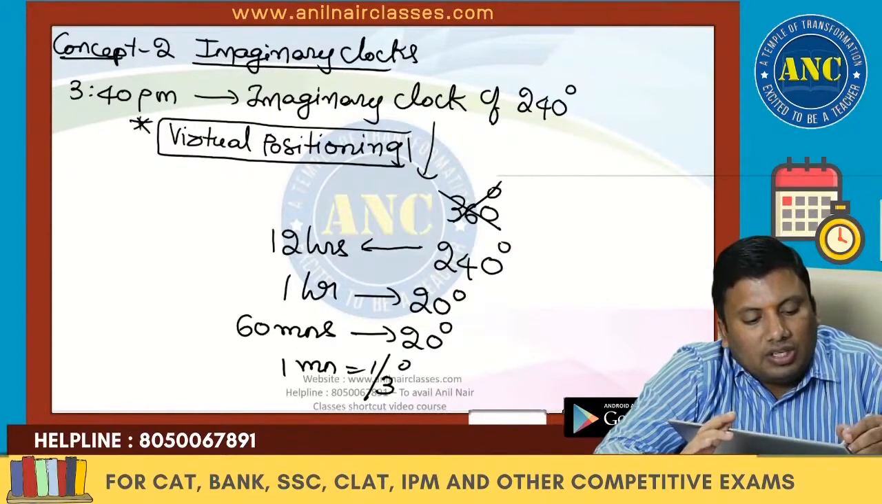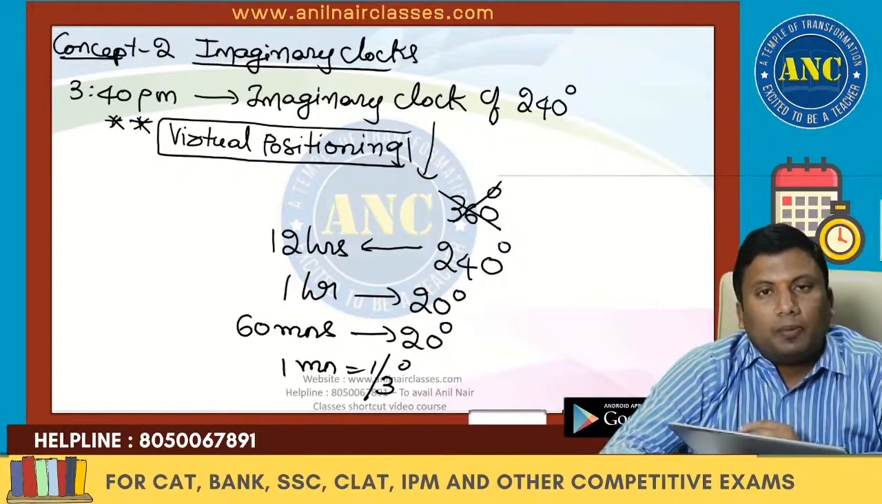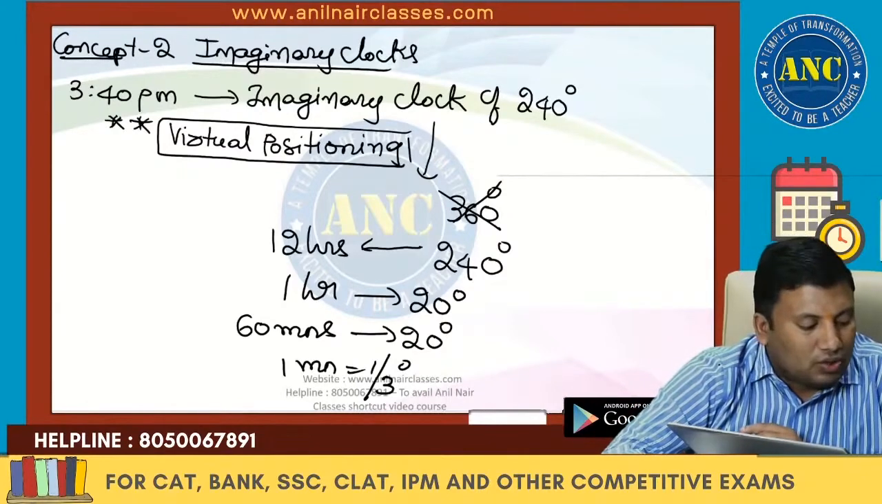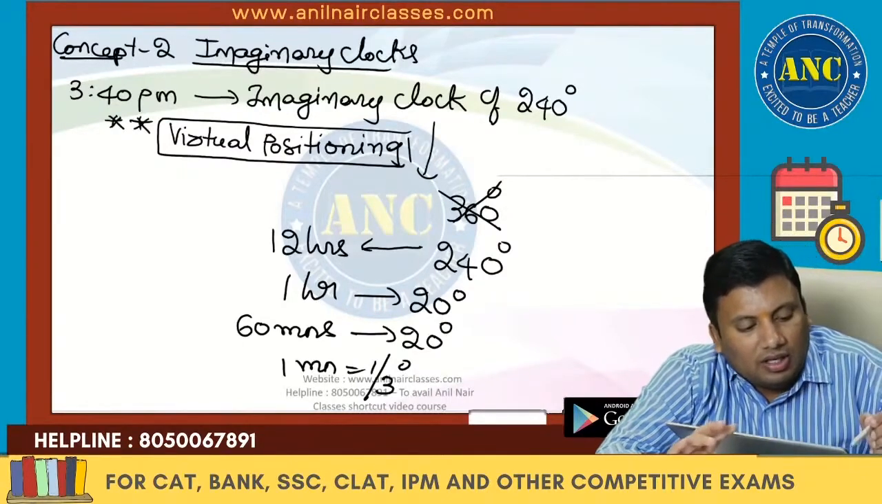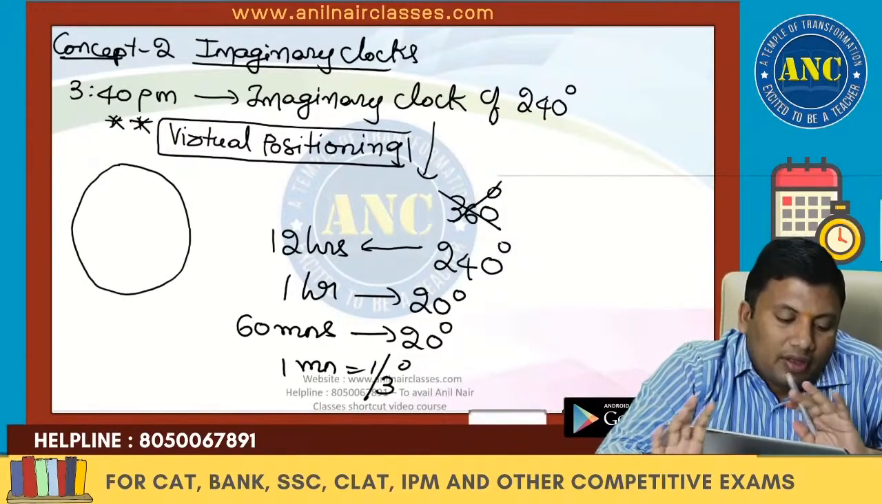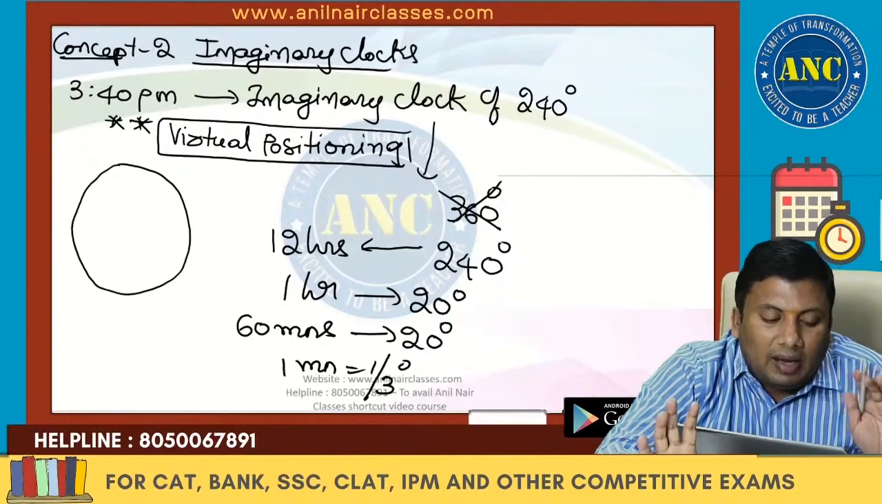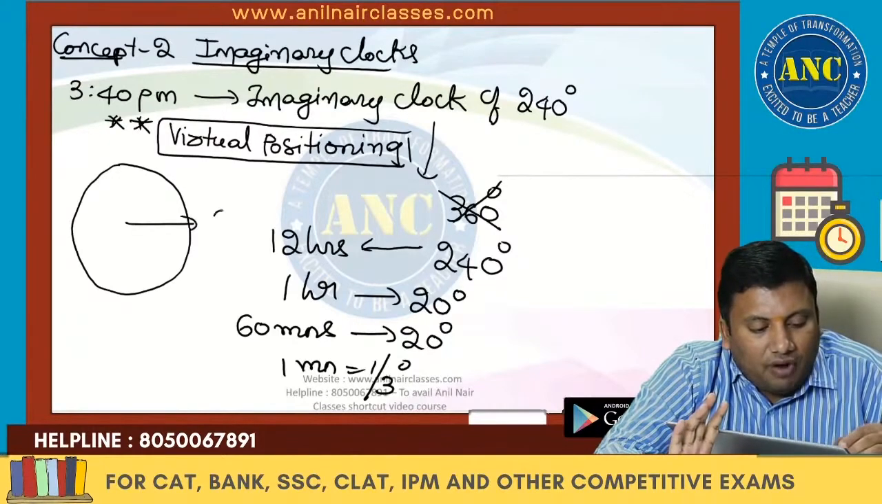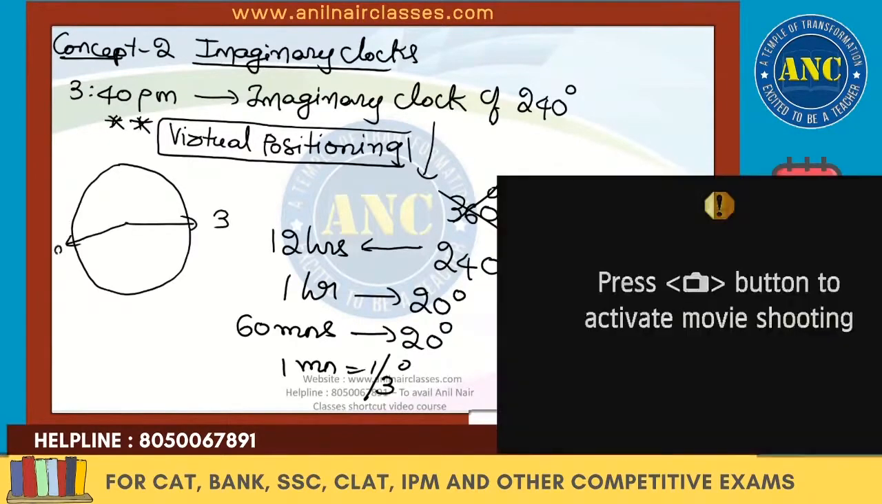Put a star mark on this virtual positioning. I will explain what this virtual positioning is. 1 minute is 1/3 degree. Assume a circle with total angle 240. It is an unreal representation. This is the hour hand, this is the minute hand. The idea is to tell you nothing will change.